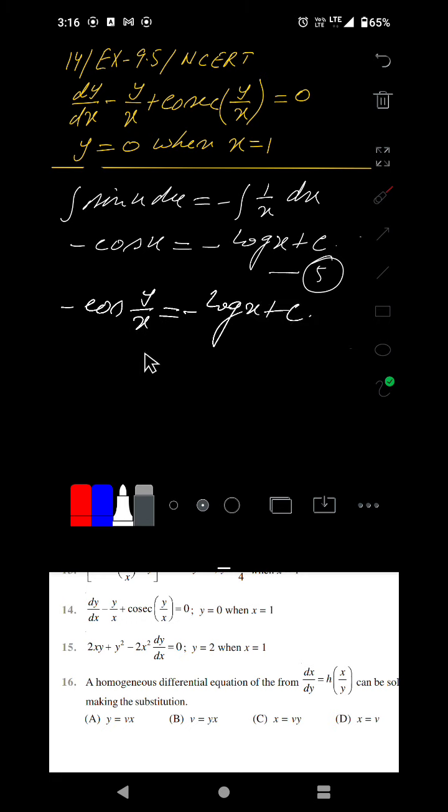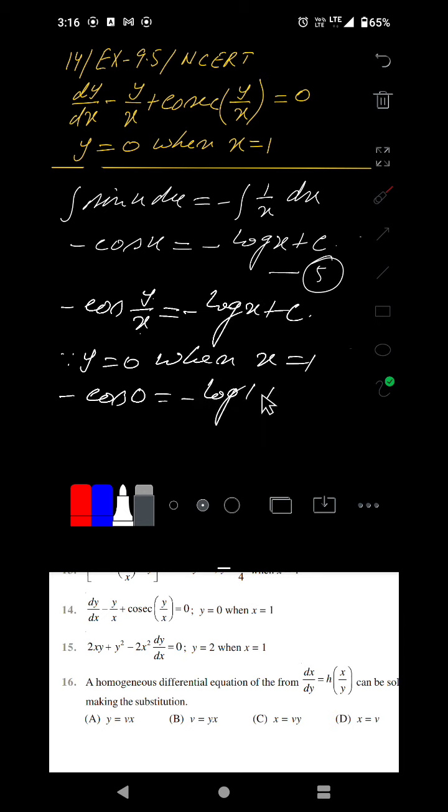Now this is the step where we need to find the particular value of c for this boundary value condition. Since y is equal to 0 when x is equal to 1, substituting in this equation, we have minus cos 0 upon 1, that is 0, is equal to minus log 1 plus c. As we know well, cos 0 is 1, so minus 1 is equal to, and log 1 is 0, so it becomes 0 plus c. So simply we have c is equal to minus 1.